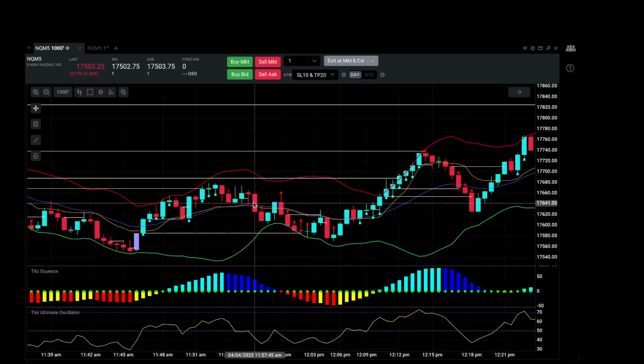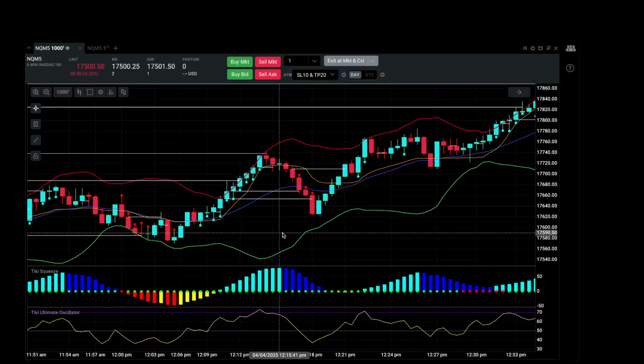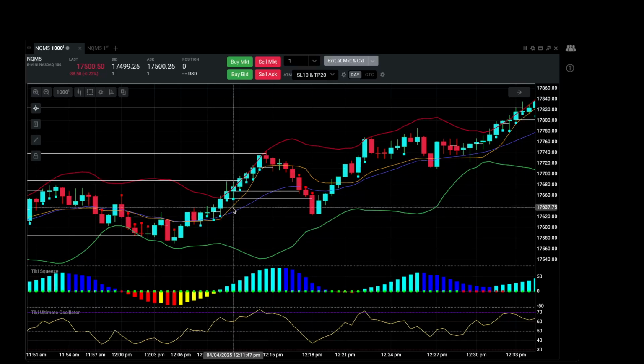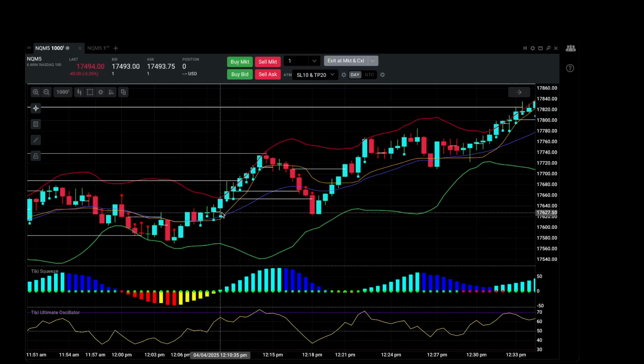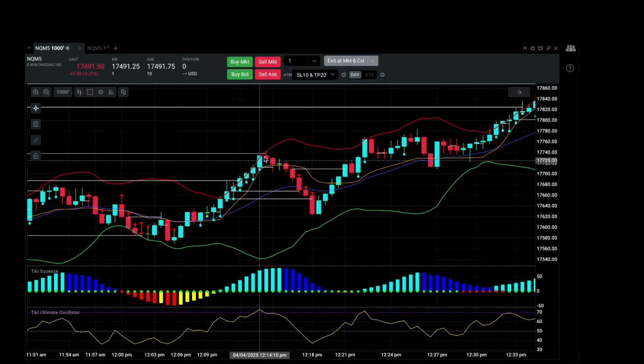Staying above, but not strong. See, these two lines are overlapping. When the wires are crossing here, that's not a strong trend. So you might want to wait for the trend to increase again. And here we go. We see buy dots appearing. Our ultimate oscillator shows the price is moving up. Tiki Squeeze agrees. And we've got some separation between price and the COMMA and between the EMA 21. This is a strong trend upwards.